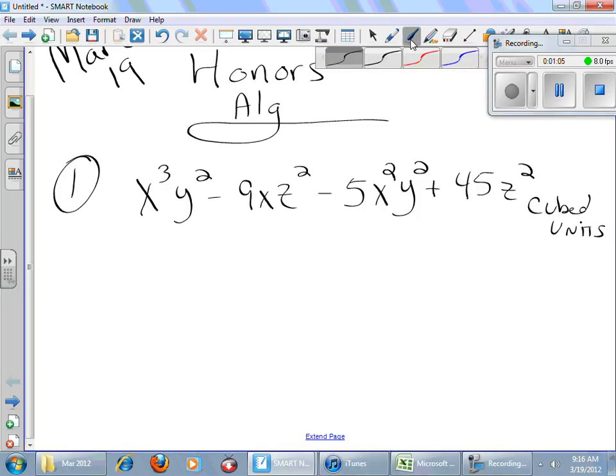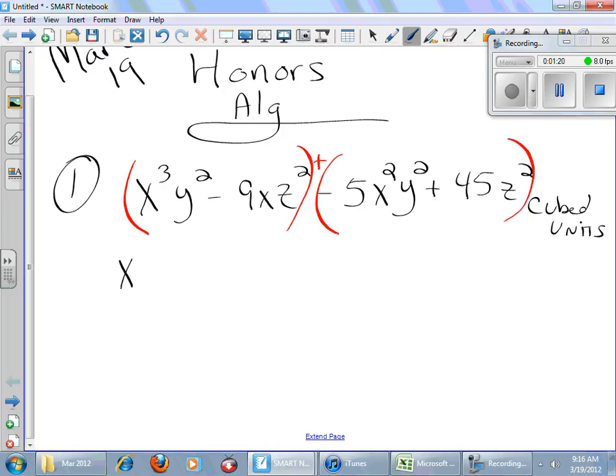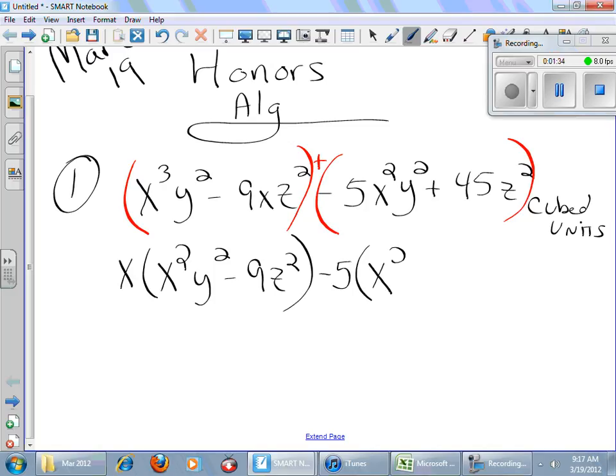And there's four terms, so I'm going to factor by grouping. I'm going to group these together, being careful to grab that negative, and I'll stick a positive between them. All right, I'm going to pull out my GCF, which looks like it's going to be an x. And I'm going to be left with x squared y squared minus 9z squared. In the second quantity, my GCF looks like it's a 5. Actually, it's a negative 5. And I'm going to be left with an x squared y squared minus 9z squared. All right.